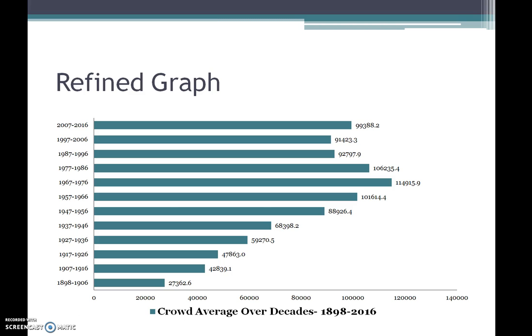If we look at further refined graphs, we've got a similar graph here, but with the totals. So like we said before, 27,362 people was the average from 1898 to 1906, and this increased all the way up to 1967 to 76, where 114,915 people was the average. Then this decreases over the next 3 decades and rises slightly in the most recent decade, where there's a 99,388 average for the last 10 years of the AFL VFL Grand Final.